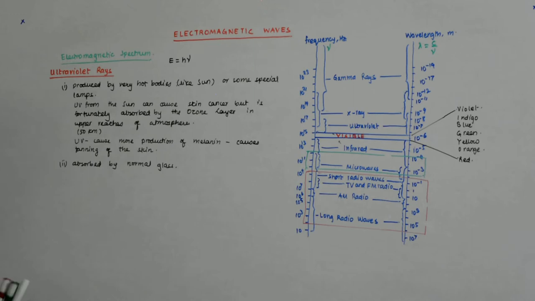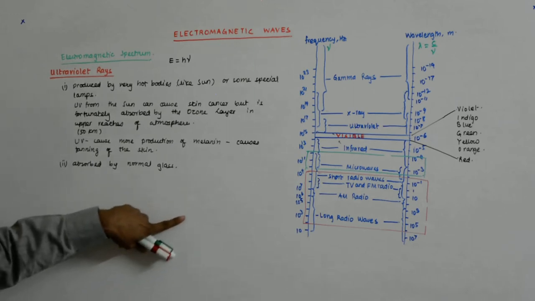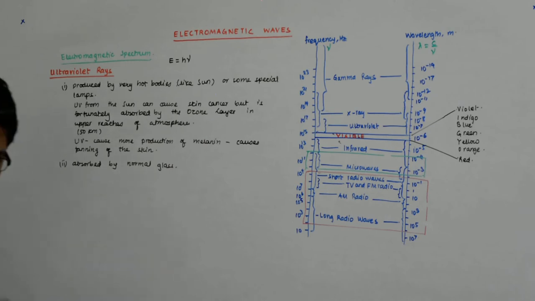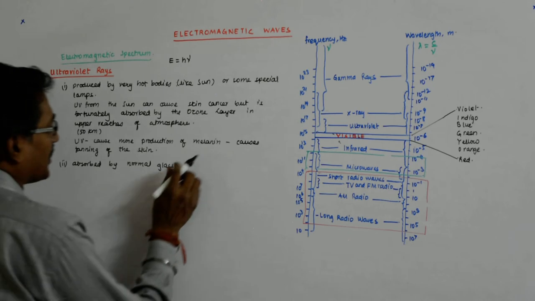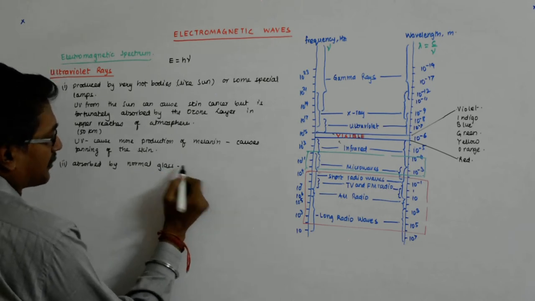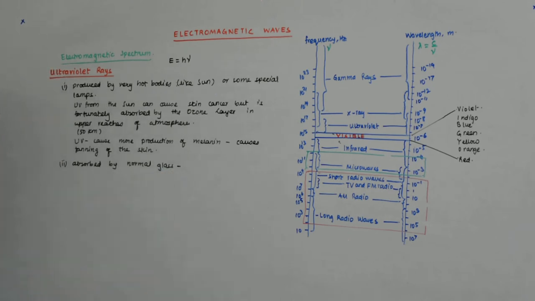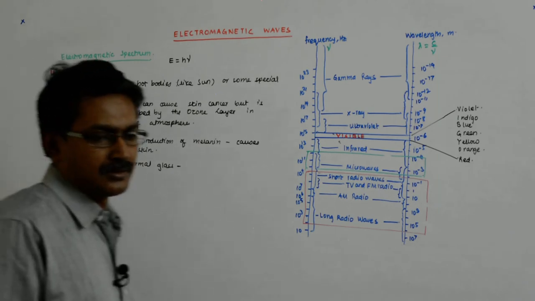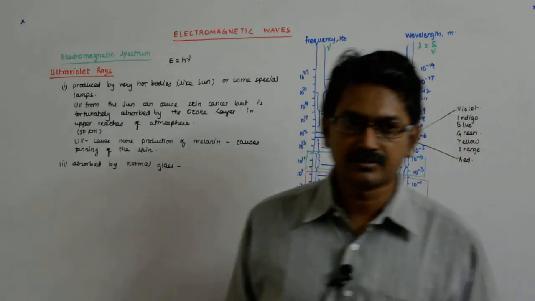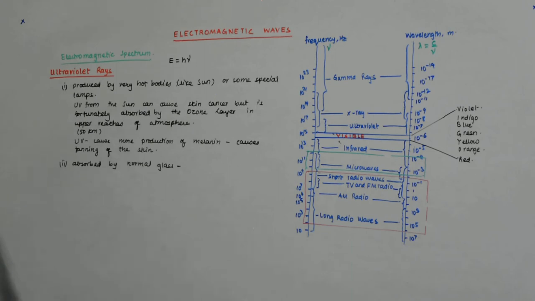But people keep on getting fed on this nonsense, and we keep on shelling out huge sums to protect our eyes, right? Any normal glass absorbs it. So if you want a UV shield, then you just sit beside the glass, sit inside the glass.